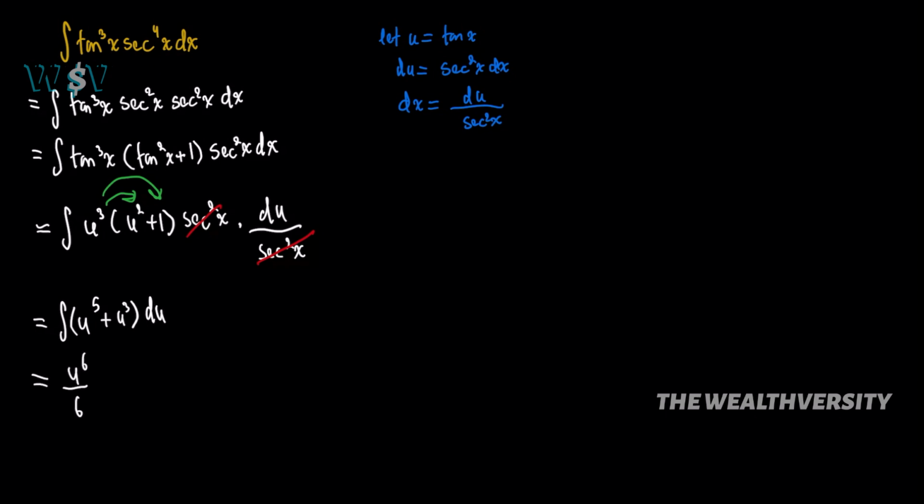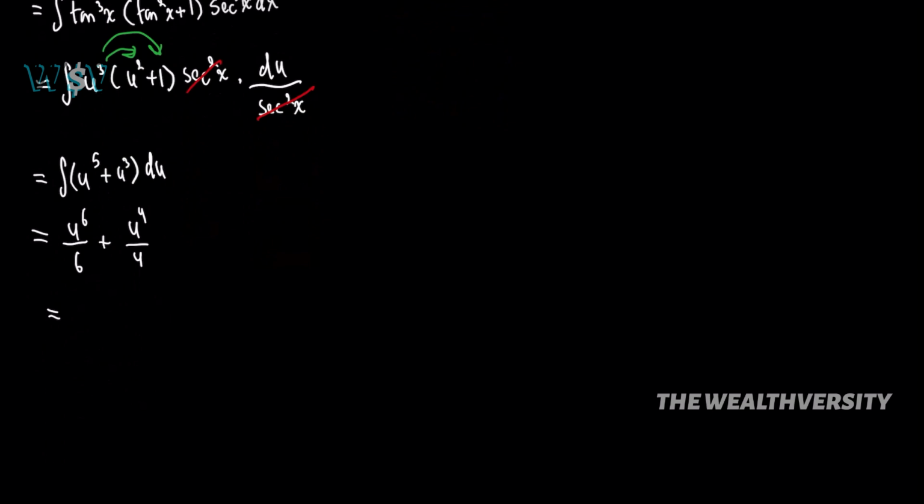We will get u to the power of 6 divided by 6 plus u to the power of 4 divided by 4. And the last step will be subbing tan x for u and adding the constant c. So our final answer will be tan x to the power of 6 divided by 6 plus tan x to the power of 4 divided by 4 plus c.